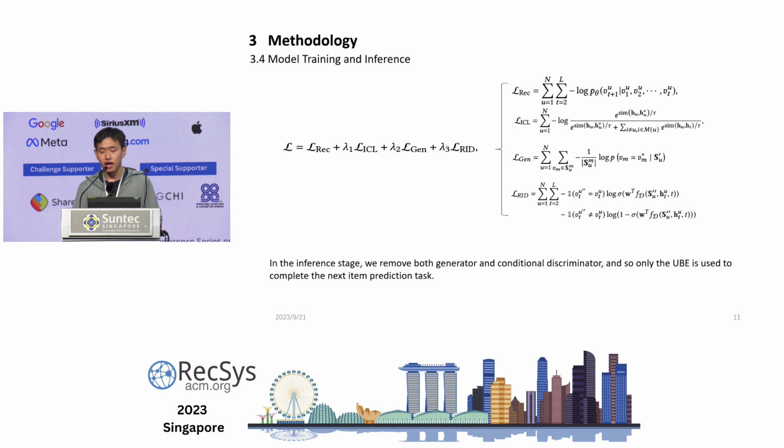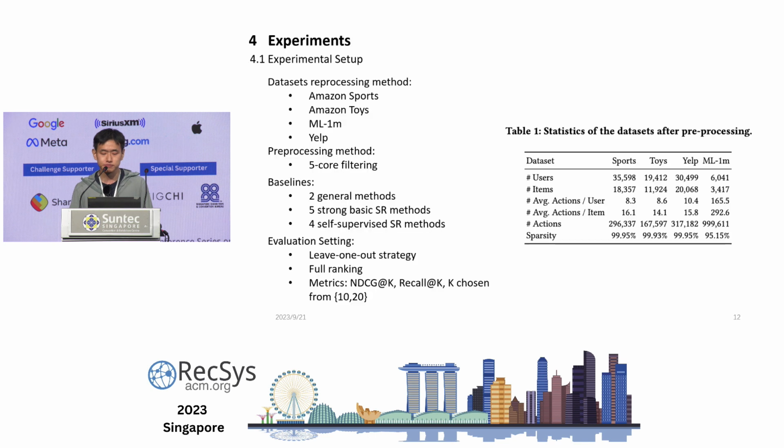In the training stage, item embeddings are shared across all three modules. The parameters of the user behavior encoder and discriminator are also shared to avoid overfitting. All components of this framework are trained in an end-to-end manner. Therefore, the whole framework is optimized with the combined loss function. In the inference stage, we remove both the generator and the conditional discriminator and only use the user behavior encoder to accomplish the next item prediction task.